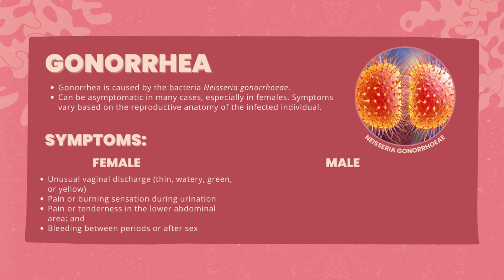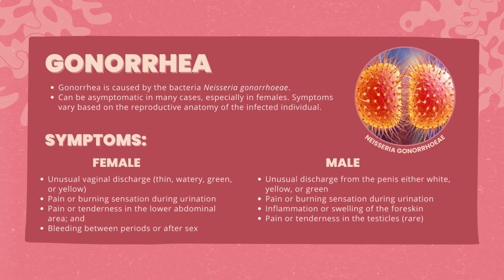Males may experience unusual discharge from the penis, either white, yellow, or green, and a pain or burning sensation during urination. However, they differ from females in that they may experience inflammation or swelling of the foreskin, and, rarely, pain or tenderness in the testicles.